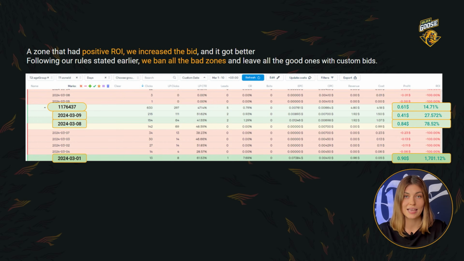Second, a zone that had positive ROI, we increased the bid and it got better. We see that in the second test, the number of clicks increased by 5 to 10 times, and there were some leads but not as many. Such zones will bring the most profit. We only need to decide whether we increase the bid further. For that, consult with your ad manager.